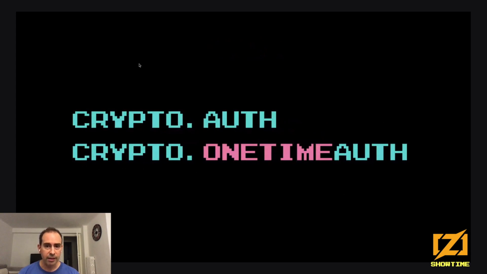So in Zig, MACs are available as crypto.auth.something and also crypto.onetimeauth. What's the difference, you may ask? Well, in the second case, one-time auth, we are dealing with what's called universal hash functions. These functions can be really fast, and they also have some interesting properties. But the downside is that a key has to be used only once.